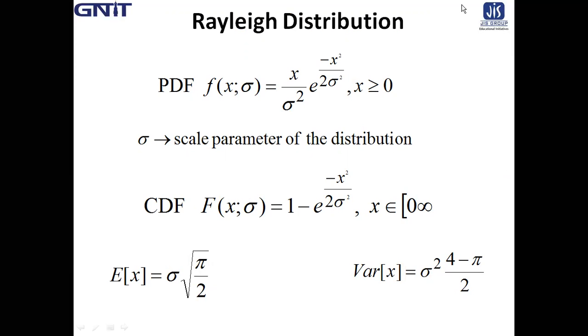Next is Rayleigh distribution. It is also used for a continuous random variable. The PDF of Rayleigh distribution is represented as f(x, sigma), where x is the random variable and sigma is the standard deviation. This is x by sigma square e to the power minus x square by 2 sigma square when x is greater than or equal to 0. If x is less than 0, the PDF becomes 0.